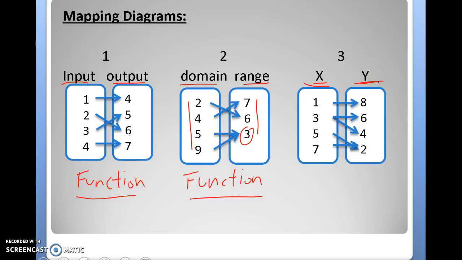If I plug in a 1, I know I get an 8. If I plug in a 3, well, now I'm stuck, because if I plug in a 3, I could get a 6, or I could get a 4. So for this input value right here, I could get 2 different output values. So this example right here is not a function. And the reason it's not a function is because I don't know what I'm going to get when I plug in a 3. It could be 2 different things. So because of that one example, example number 3 is the one here that is not a function.